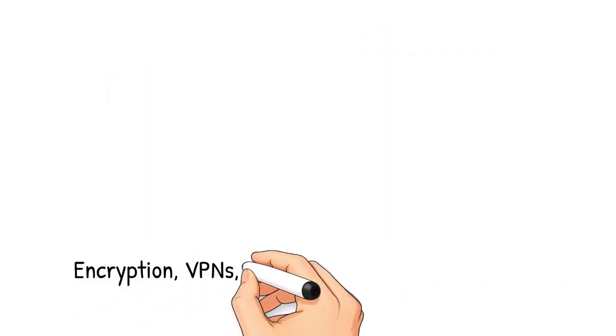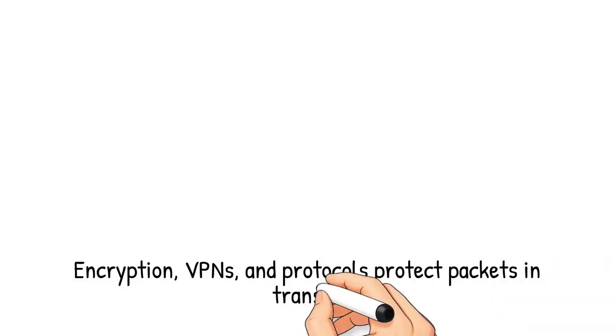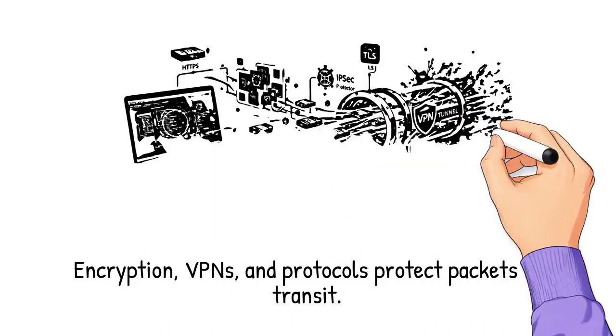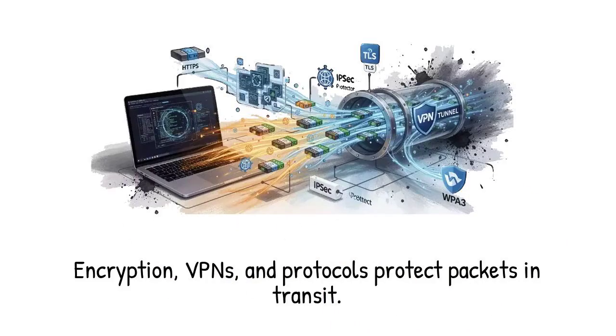The most effective way to protect packets is through encryption. HTTPS encrypts packets so that even if attackers capture them, they cannot read the contents. VPNs add an additional layer of encryption, creating a secure tunnel for your packets. Modern networks also use techniques like TLS, IPsec, and WPA3 to protect data in transit.